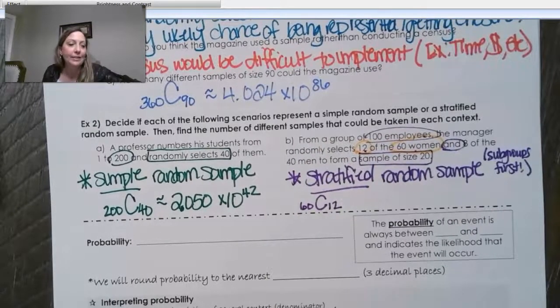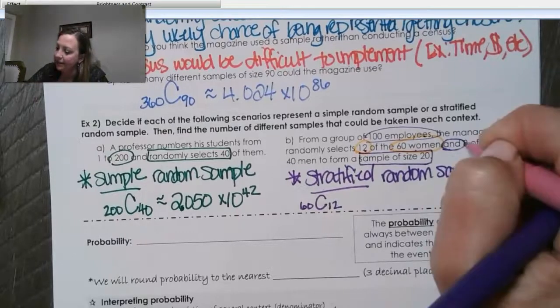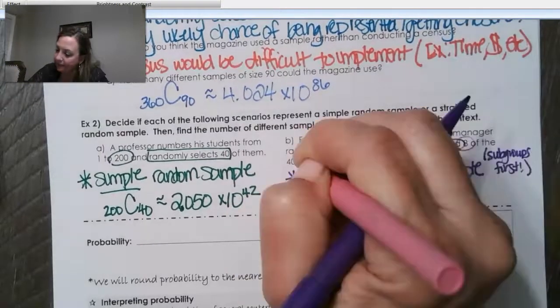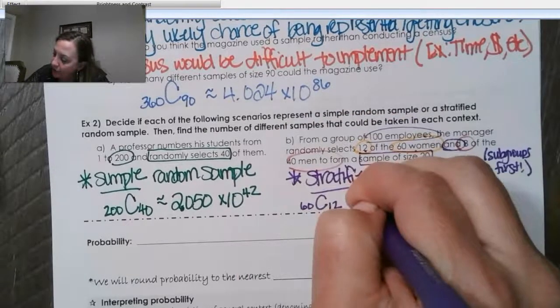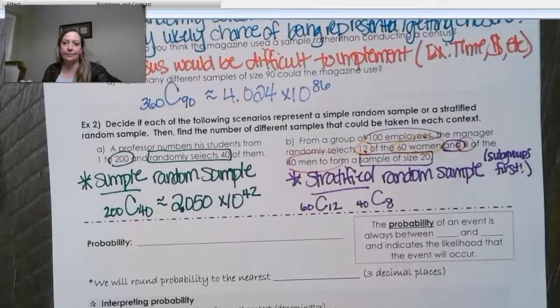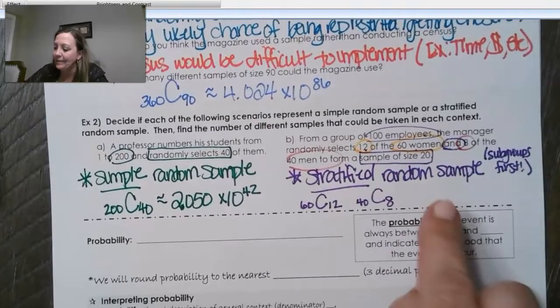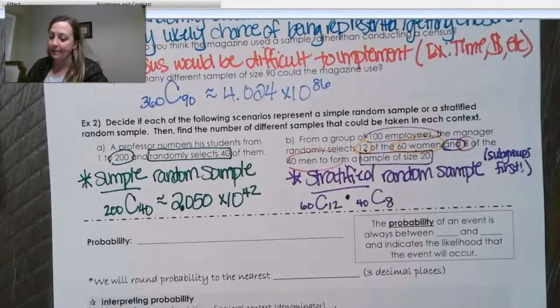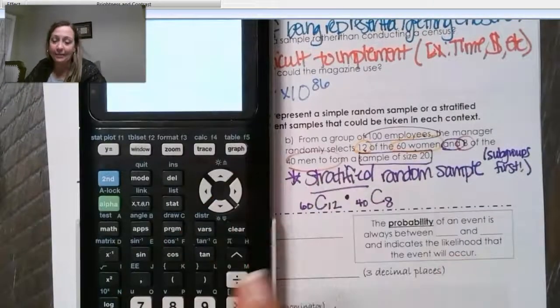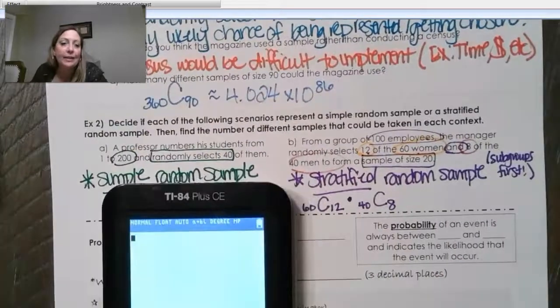Now let's take a look at what's happening with the men. We have 8 of the 40 men. So we have 40 men and we're choosing 8 of those. And means we should do what to these? Well, the other day we said that in this probability unit, and means that we will multiply. So let's put this in.